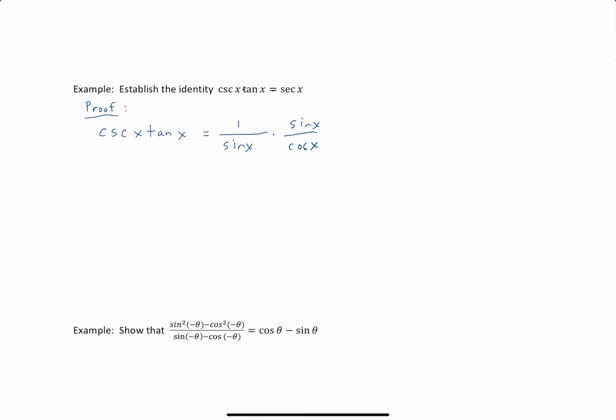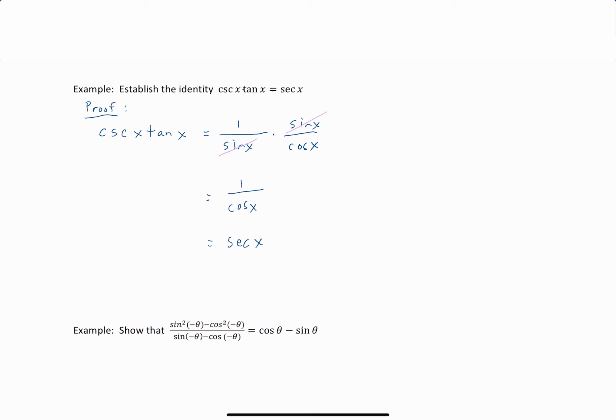Now there's some algebra I can do to simplify. These sines cancel. That leaves me 1 over cosine, and our reciprocal identities tell us that that is the same thing as secant. So notice I started with one side, happened to be the left-hand side. I put equals between my steps because I'm claiming that these things are the same as each other. And my last step is equals the other side.